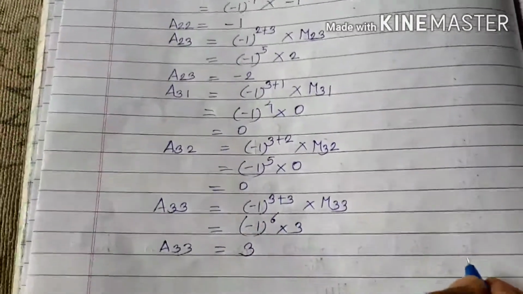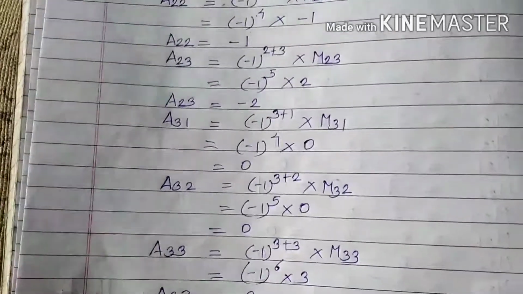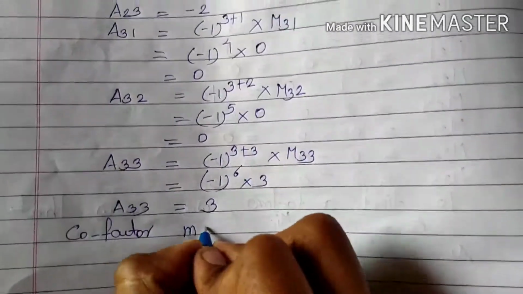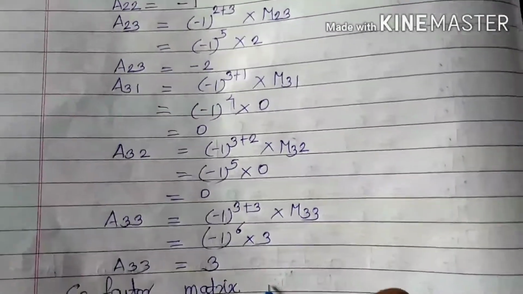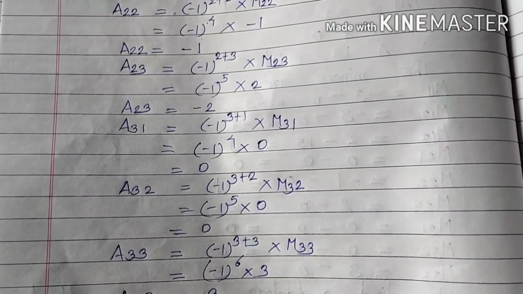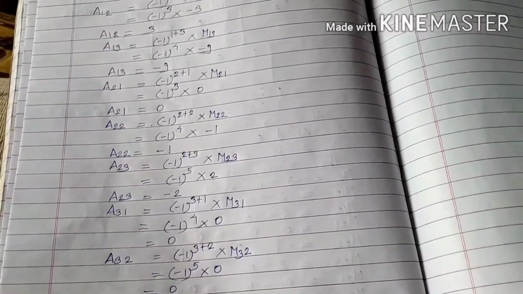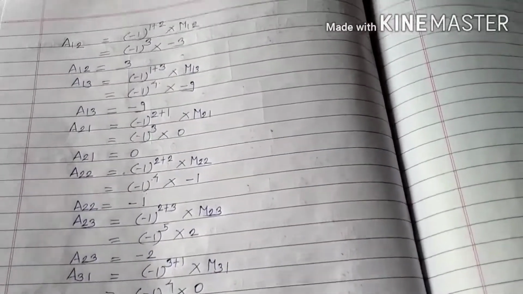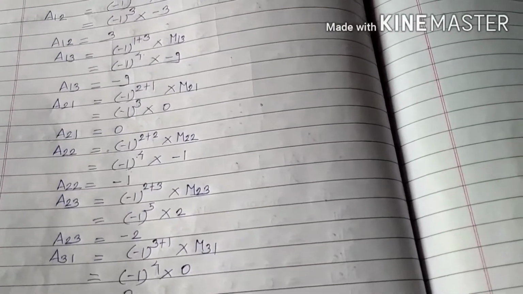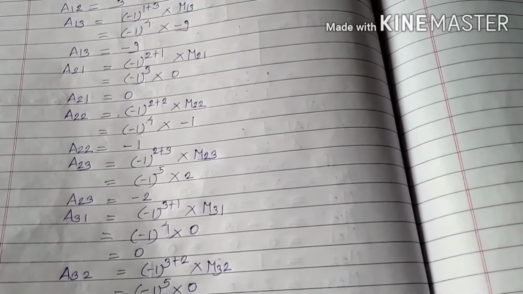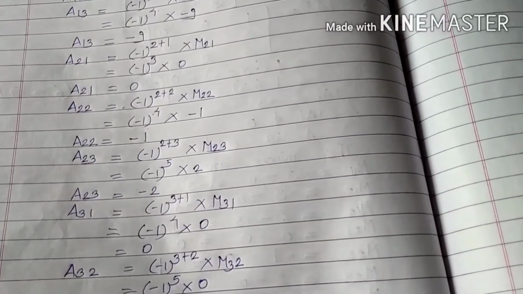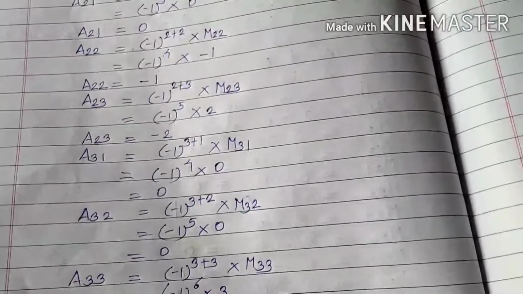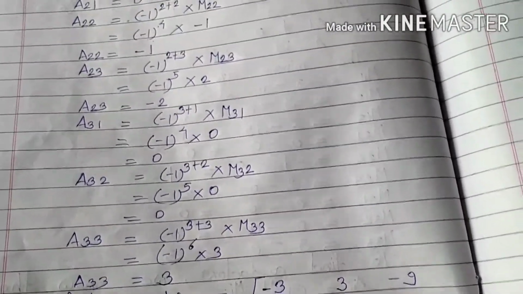Now we have to find the cofactor matrix. So the cofactor matrix: here A11 is minus 3, A12 is 3, A13 minus 9, A21 0, A22 minus 1, A23 minus 2, A31 0, A32 0, A33 3.